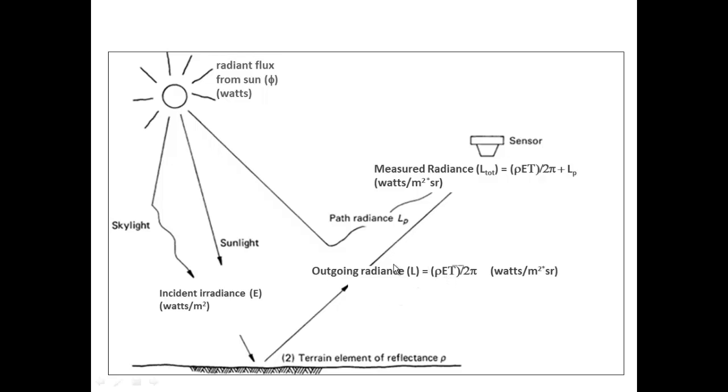In any event, that outgoing radiance is eventually measured by the satellite sensor. And we're going to call that measured radiance L total. But notice that in addition to the outgoing radiance that was reflected off the surface, we're actually detecting an additional component, and that's called the path radiance. This is light that never made it to the surface, but was actually scattered in the atmosphere, some of it scattered back to the sensor. So if we want to ultimately calculate reflectance, the first step is actually to remove this path radiance so we can get a clean estimate of L, or the outgoing radiance.